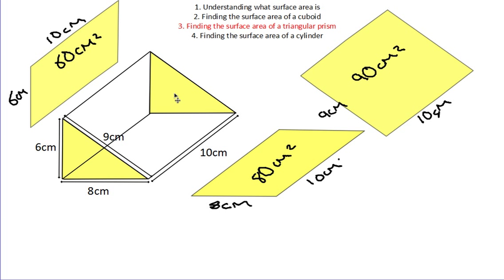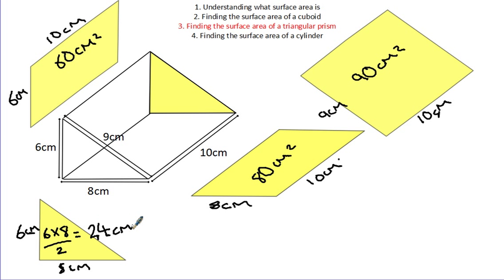And then we've got the two triangles at the front and the back. So these will be the same, so you can just double these answers. And if I take that out, I'm looking at 6 centimetres and 8 centimetres. So to work out the area for this, it's going to be 6 times 8 divided by 2. So that's going to give you 24 centimetres squared, which means this back triangle here is also going to be 24 centimetres squared.